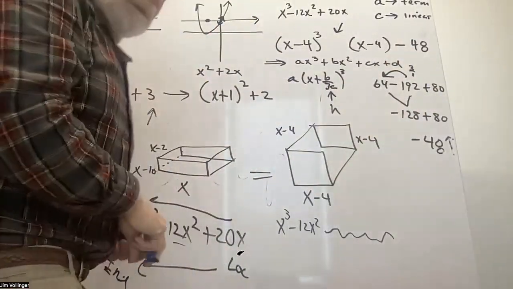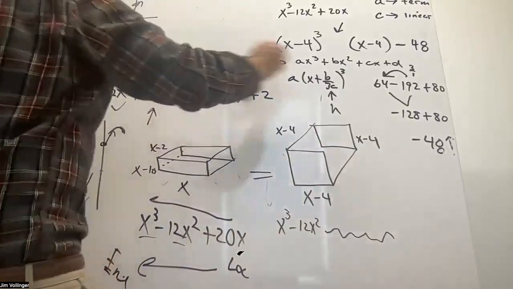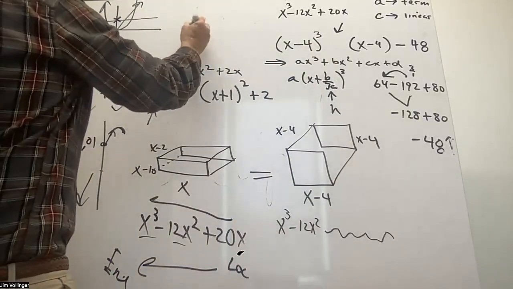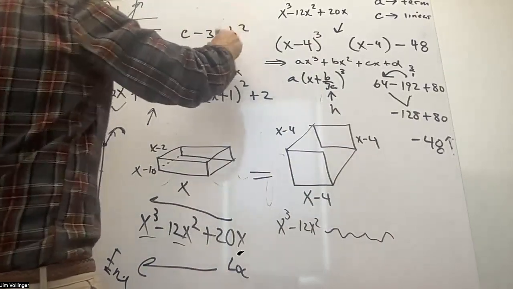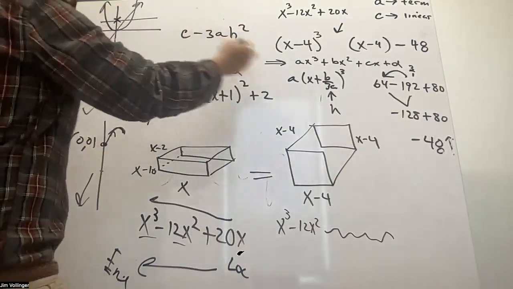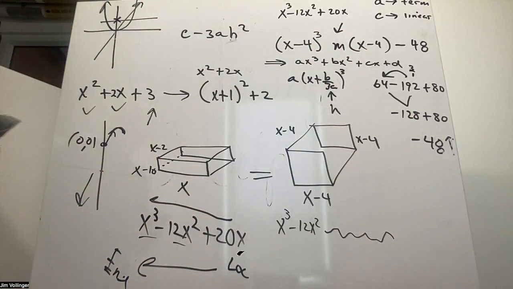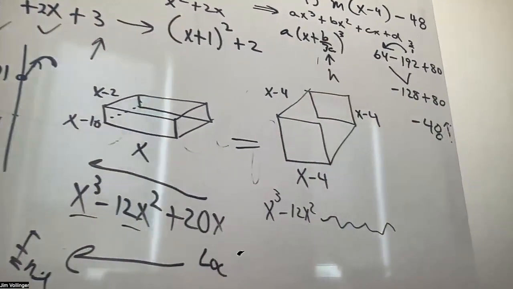Turns out, algebraically, without calculus, you can find the rate of change of the linear term by c minus 3a h squared. All right, so that's what gets you the slope, whether it's positive or negative. So let's see now. Okay, so this is where I'm going with this.